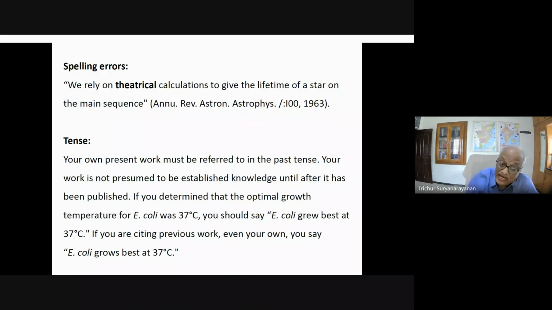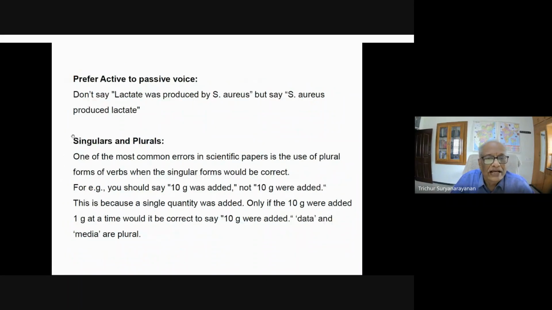If you are citing a previous work, somebody's work, or even your own earlier published work, then you have to say E. coli grows best at 37 C, within brackets, the citation. That is the norm followed. Then always prefer active to passive voice. Don't say lactate was produced by S. aureus. Say S. aureus produced lactate.